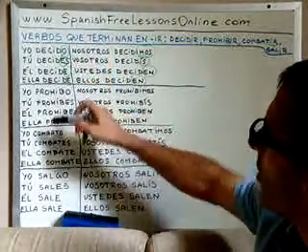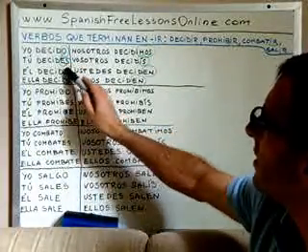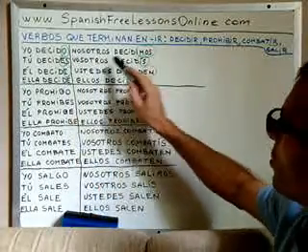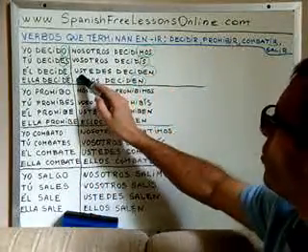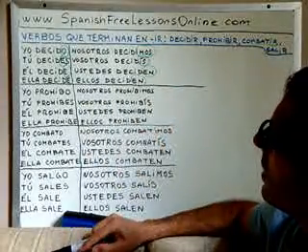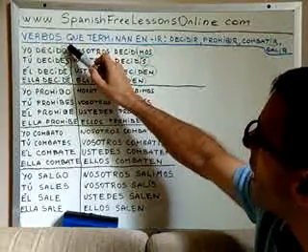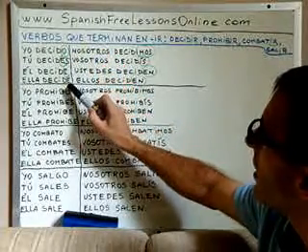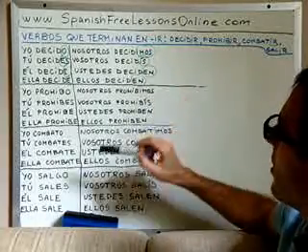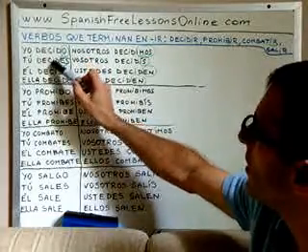Okay, like in all the others. Yo decido, tú decides, él decide, or ella decide. Nosotros decidimos, vosotros decidís, ustedes deciden, ellos deciden. Right? So, you can see that the endings are o, es, e, imos, ís, en. And the root remains unchanged. Decid, okay?